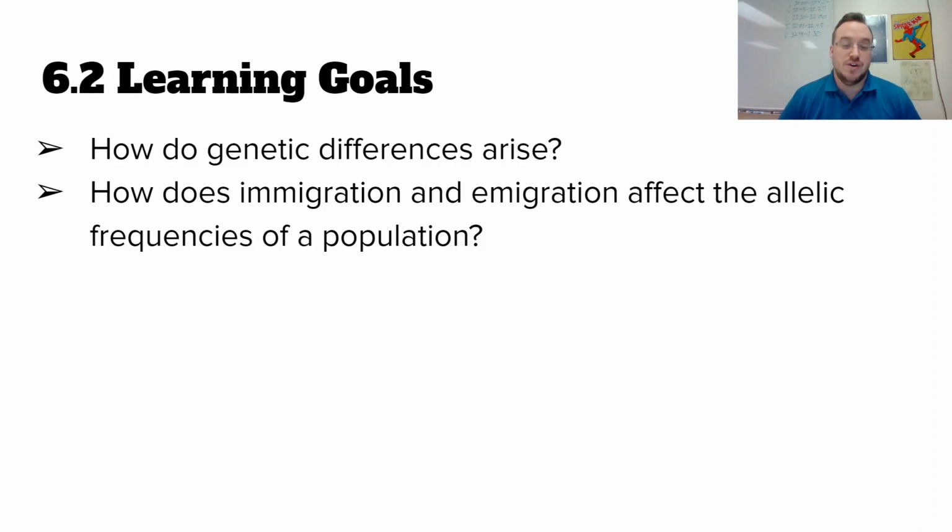We're going to continue going over my 6th unit in my biology class today. Today we're going to continue talking about how genetic differences between individuals and populations arise. This time we're also going to look at how emigration and immigration, with an E and with an I, affect the allelic frequencies of a population. Remember that emigration is going out of a place. Immigration with an I is coming from someplace into the population.